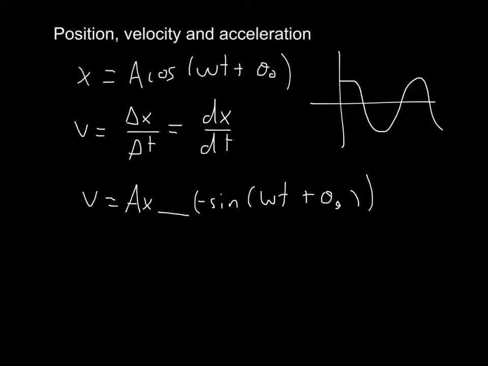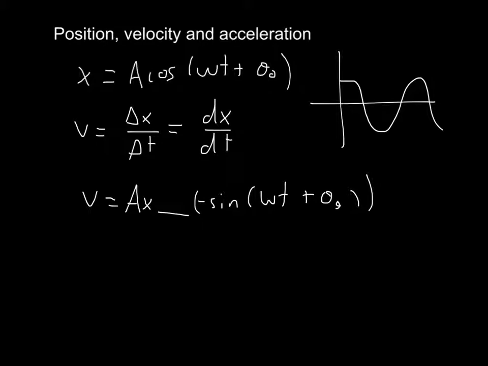Now remember that when we have a function inside a function, what we do is we derive the outer function. So for example, we have the cosine. We derive the cosine as if this was just x, and we get minus sine. And then we multiply by the derivative of whatever's inside, which is omega t plus theta 0. Okay, now this is just a constant.